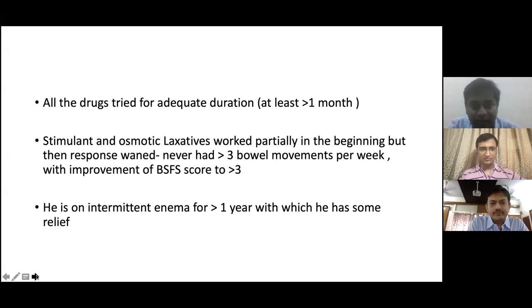However, he does say that the Bristol form had slightly increased to a score of more than 3. He has been on intermittent enema, soap water enema, almost once per week for the past 1 year, with which he has some relief.